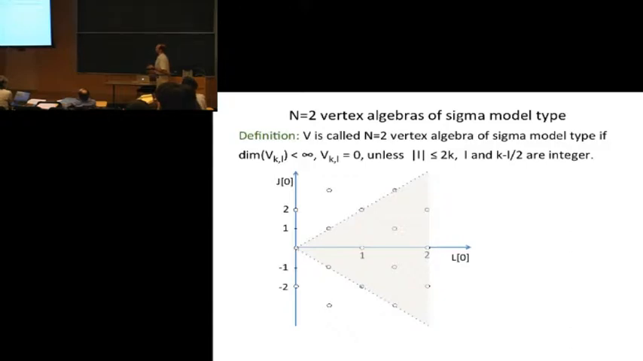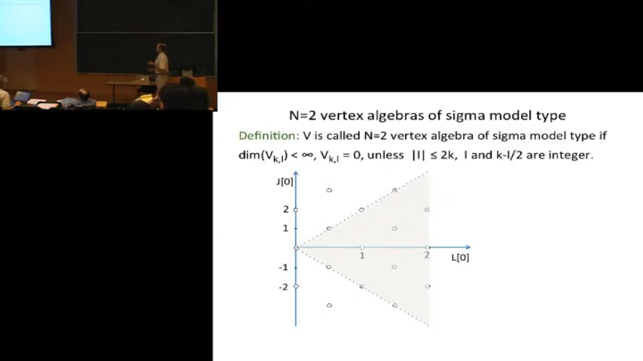But the point is, the n equals 2 vertex algebras that you really want to see in this business have extra nice finiteness, or it should somehow relate to unitarity, but I don't have this concept yet. But the finiteness goes like this. First of all, these double graded pieces are finite dimensional. And second, they're zero except if they lie on a certain lattice in a certain cone.